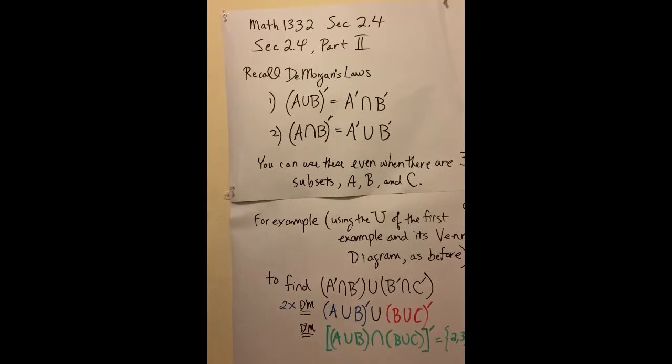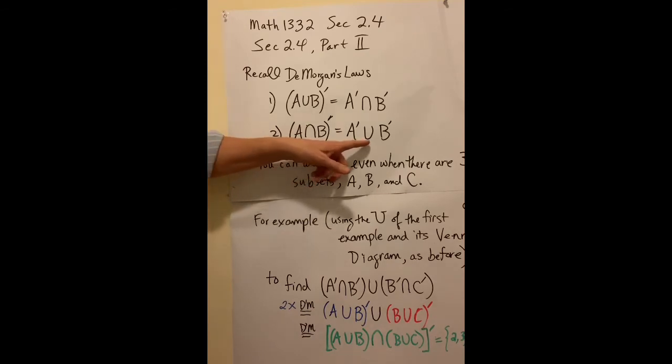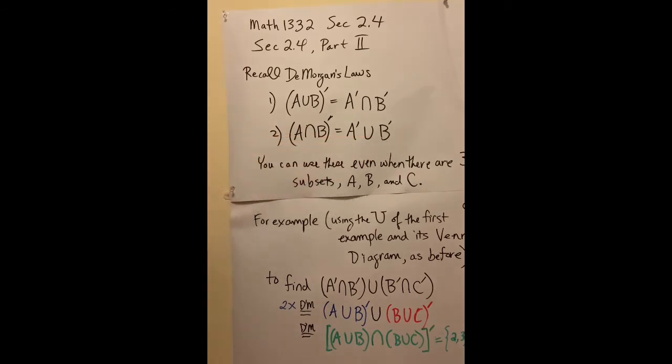All right, so part 2 of this lecture on section 2.4, I wanted to point out that DeMorgan's laws don't go away. Remember, we talked about this in previous videos, and it's also in the reading of your book, that the complement of the union of two sets is equal to the intersection of their complements, and that the complement of the intersection is equal to the union of the complements.